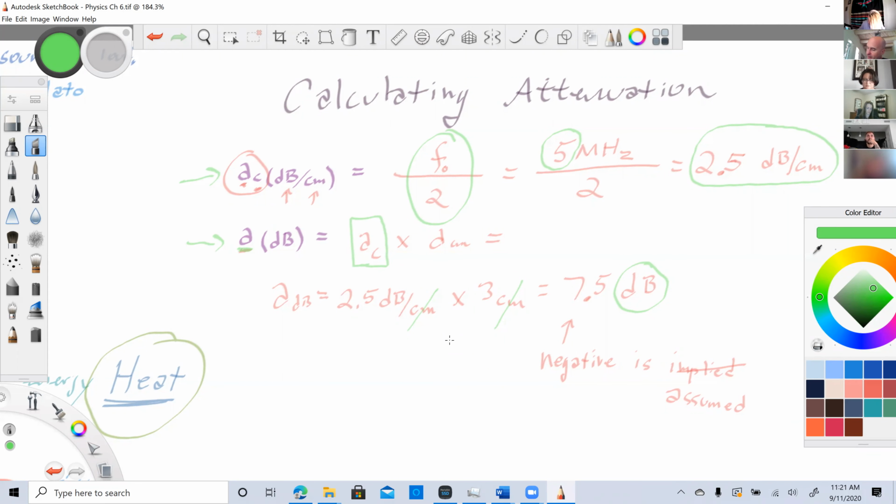Attenuation coefficient in soft tissue. Attenuation coefficient and frequency are directly related. Frequency goes up, attenuation goes up. The equation to the right applies to the sound waves.